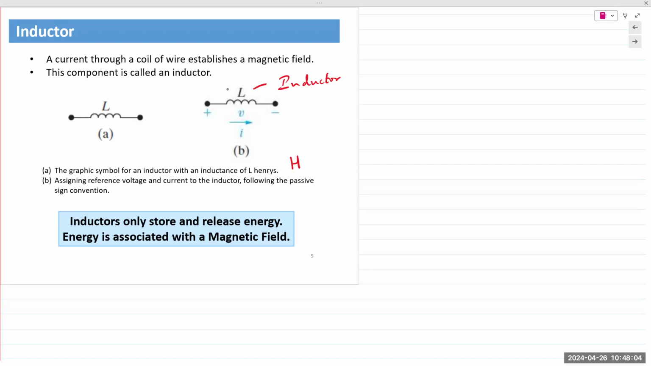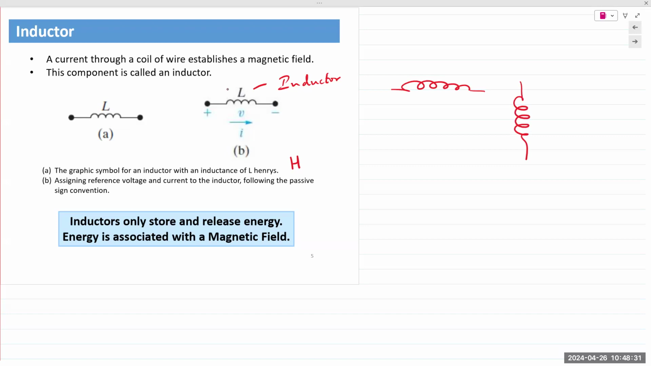Ohms, of course, is the symbol omega. But capacitor is C. You'll see that in next class. And then the unit for inductor is uppercase H. Capacitor is farads, uppercase F. So they're all uppercase. And the symbol is just a spiral coil. Like a resistor, you can draw it horizontally. You can draw it vertically, depending on the circuit needs.